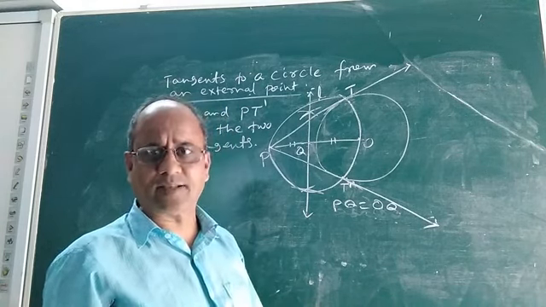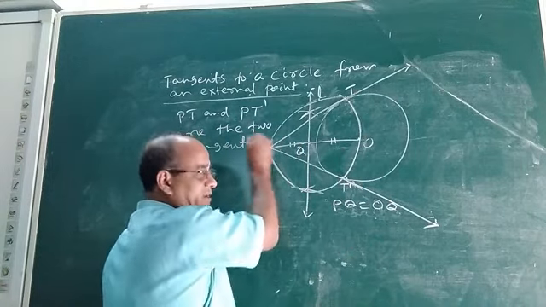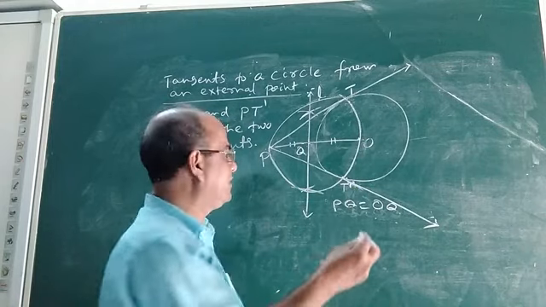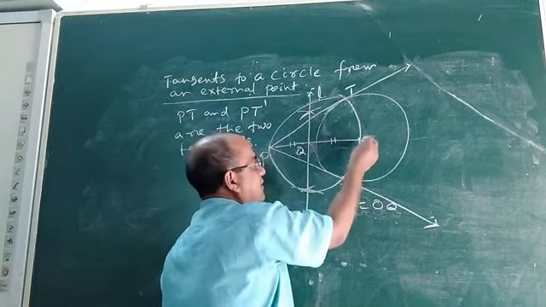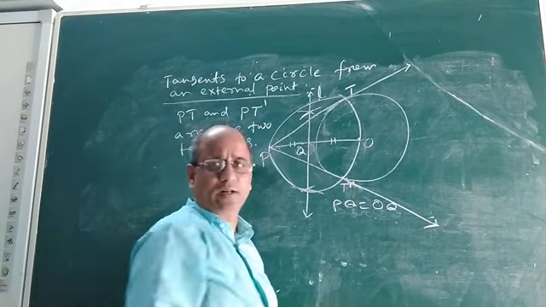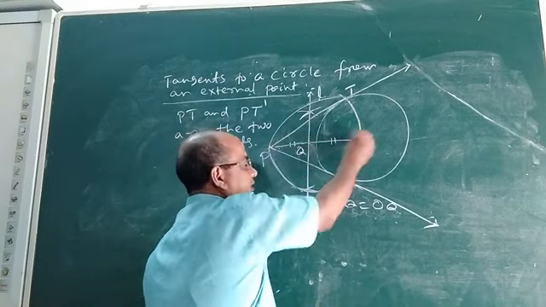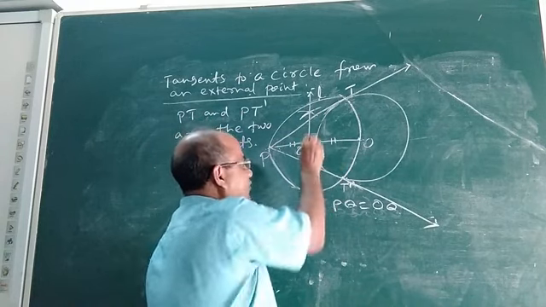So once again I am summarizing the thing. You are given a circle with center O. You are given the external point P which does not lie on the circle. First step is what? In order to construct a pair of tangents from this external point to the circle, first you join the center to the external point. Whatever line segment you get, bisect it. Draw the perpendicular bisector of the line segment. Now it will intersect OP at some point, say Q.